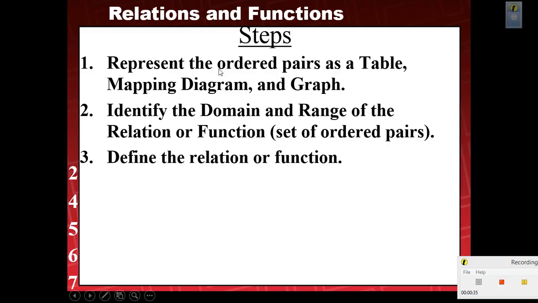Step 1, represent the ordered pairs as a table, a mapping diagram, and a graph. Step 2, identify the domain and range of the relation or function, and you're going to set it in ordered pairs. And number 3, define the relation or function. Copy that. And then we're going to copy down some terms that we need for today's lesson.